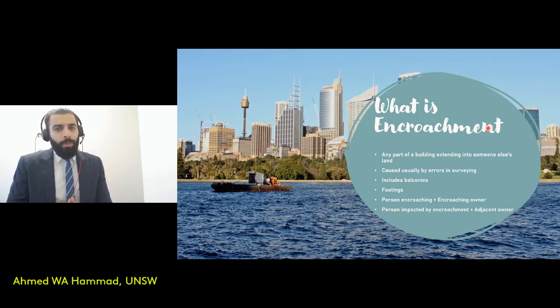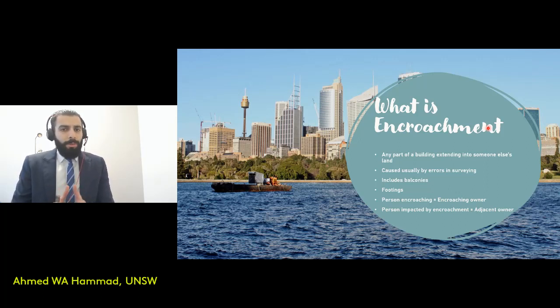Why does that happen? Well, usually a building encroachment is a result of an error, and the error is usually due to mistakes in surveying. So when they first surveyed the building, the coordinates, it was a mistake that took place. But also you can find that error taking place when buildings are constructed very close to the boundaries, and also old buildings where the surveying wasn't that great.